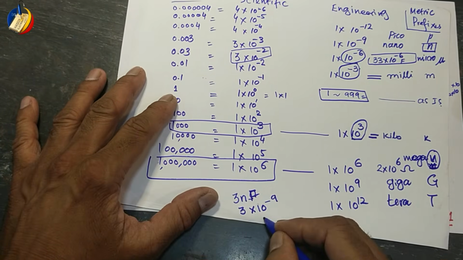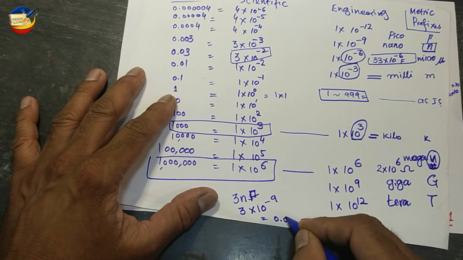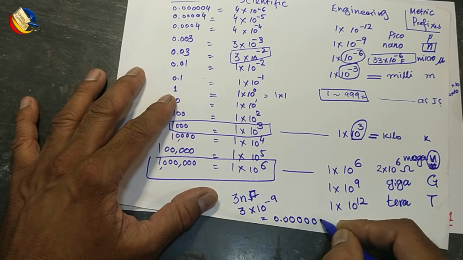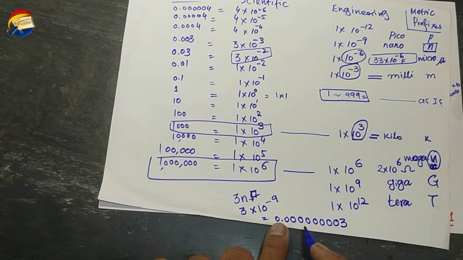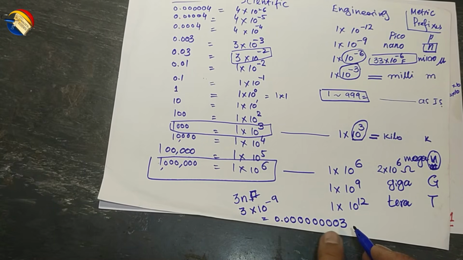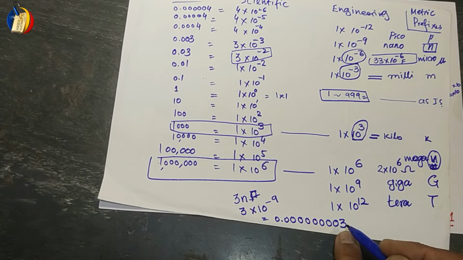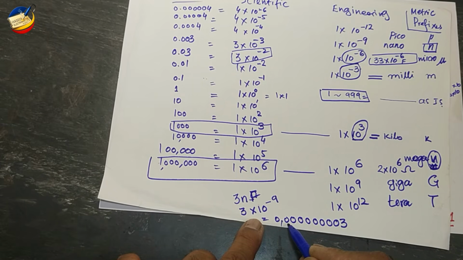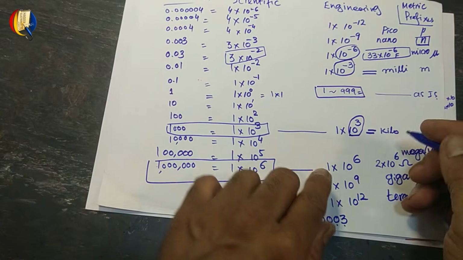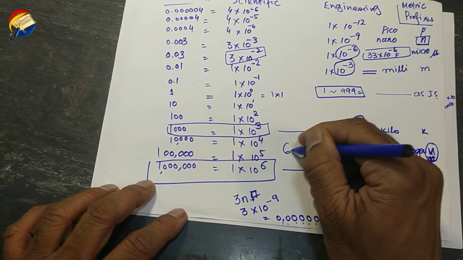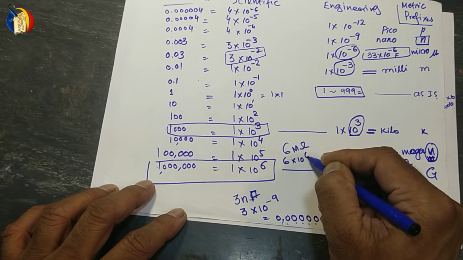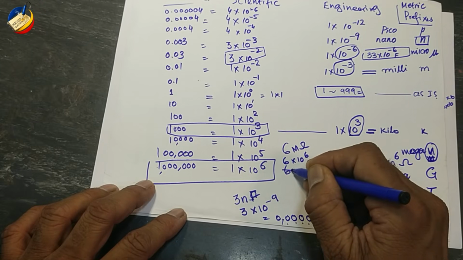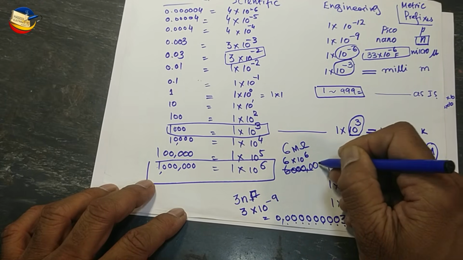If you convert into decimal, that means 0.1, 2, 3, 4, 5, 6, 7, 8 and then this 3. The position of 3 is at number 9 after the decimal point. This is the decimal point, position number 1, 2, 3, 4, 5, 6, 7, 8, 9. If we have 6 mega ohm, that means 6 × 10 raised to the power 6. That means 6, then 1, 2, 3, 1, 2, 3.